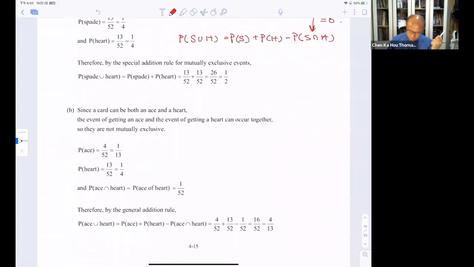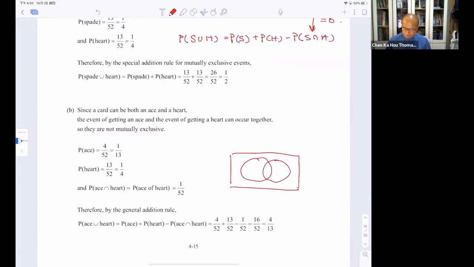But for the second one, select a card which is an ace or a heart. In this case, there is one single card that is an overlap. If you use a Venn diagram, this is ace, this is heart. There is one card which is the overlap, and there are 3 other aces, and also 12 other hearts.